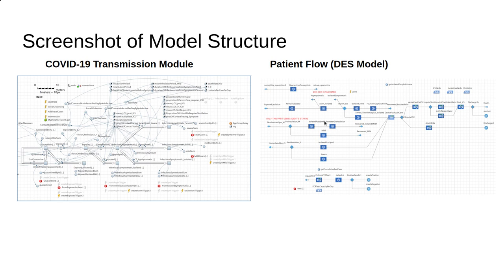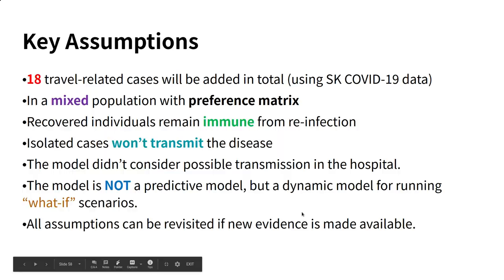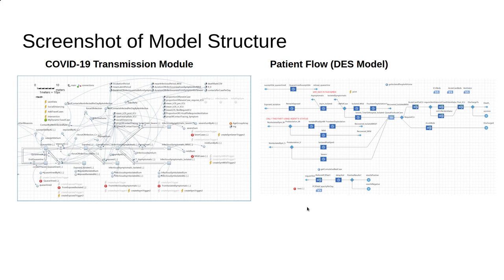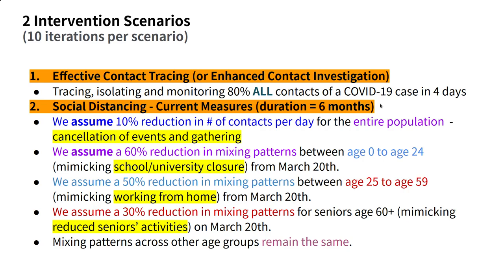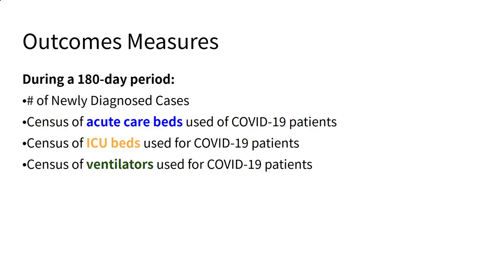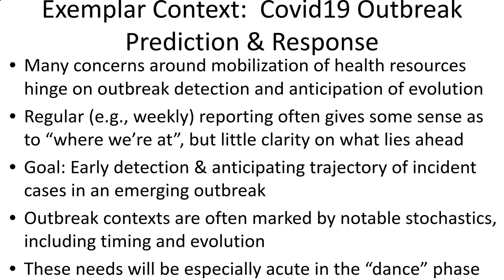So once an individual is budded off as an individual, they can be represented from the standpoint of transmission and flow down and indeed be discharged. And this model has been used to examine at quite some level of detail the effects of contact tracing and effects of different levels of social distancing, with outcomes in terms of acute care bed use, ICU bed use, and ventilators specifically used for COVID patients.